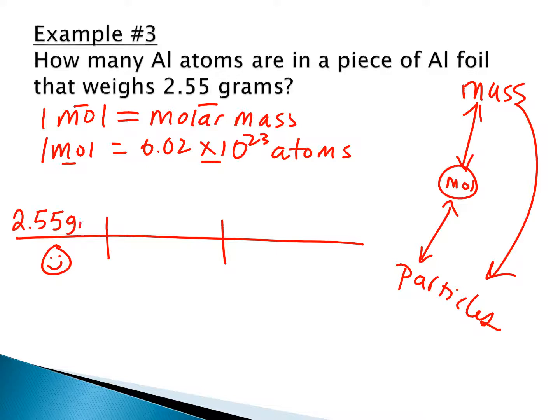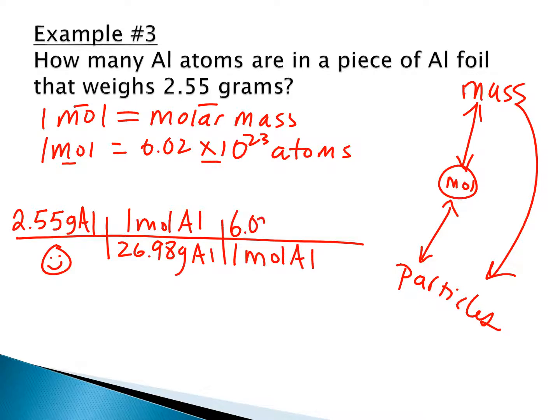So we're starting with 2.55 grams of aluminum. Now, because I have my periodic table, I can use the molar mass conversion factor and say that each mole of aluminum has 26.98 grams. So I'll put 1 mole of aluminum in the numerator. Now, again, we're doing the same thing we were doing with apples and oranges, only now we're using grams and moles. Now I can convert to atoms by using my other conversion factor that says 1 mole of aluminum is equal to Avogadro's number, or 6.02 times 10 to the 23rd atoms of aluminum.